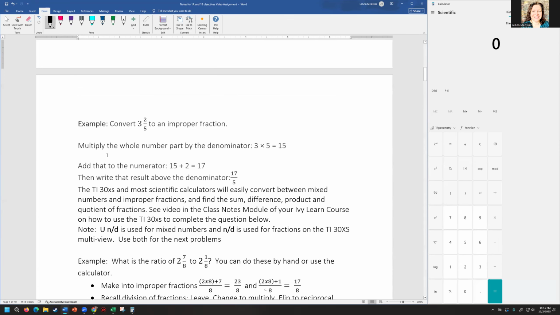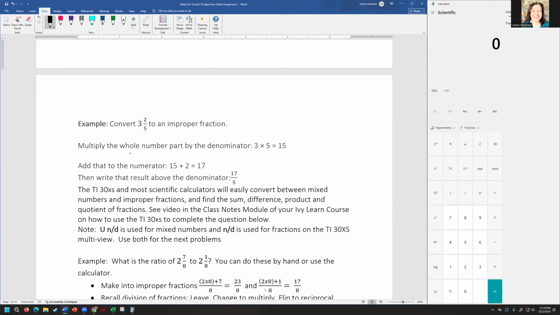So we're going to practice one together. So notice I've written out all the steps again. So if I have 3 2/5 and I want to make it an improper fraction, we're going to multiply the whole number part by the denominator. So that's the 3 times 5, which equals 15. We're going to add that product we just got to the numerator. So that's 15 plus 2 is our numerator. So that'd be 17. And then we write that result, the 17, over the original denominator, which was 5.